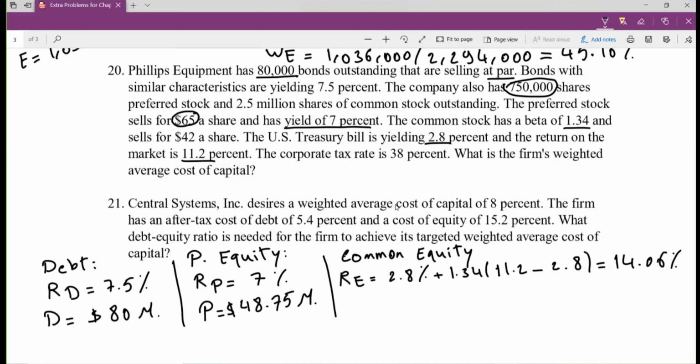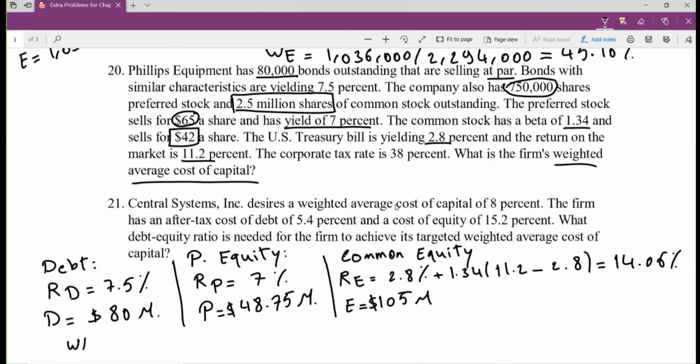Now, the market value of common equity, E, is equal to the number of shares outstanding. Here I have 2.5 million shares. The price per share is $42. So 2.5 million times 42, the market value of equity is $105 million. So now I have all of the information I need to compute the firm's weighted average cost of capital.